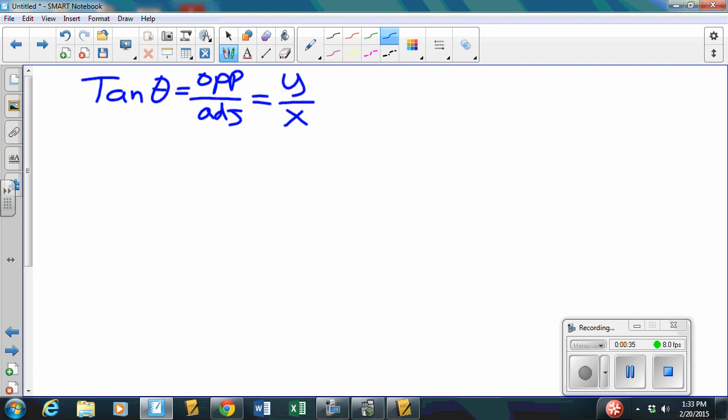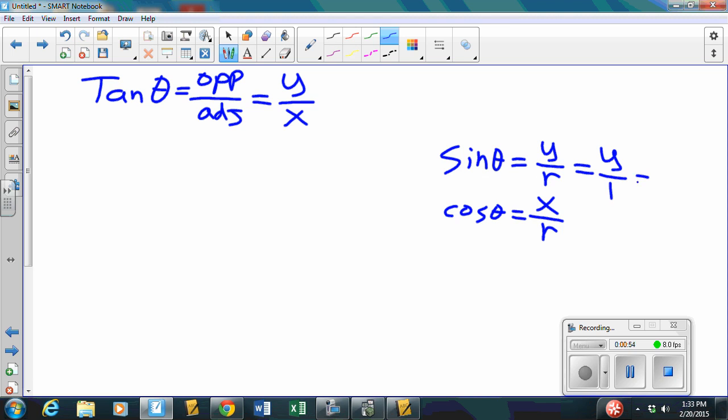Now, let me show you something else. Remember that on the unit circle, sine of theta is defined to be y over r, and cosine of theta is defined to be x over r. But on the unit circle, r is 1. So sine is defined by y, and cosine is defined by x. Does that help us out with another definition of tangent?